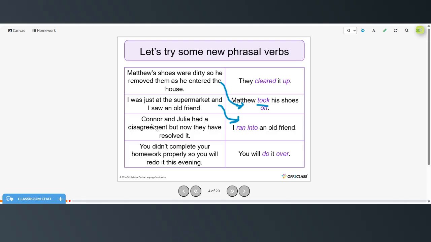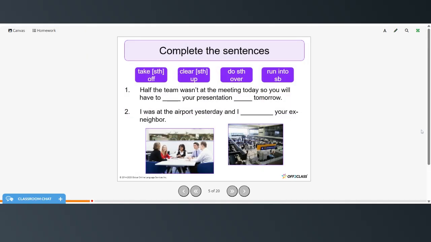Connor and Julia had a disagreement, but now they have resolved it. They cleared it up. And you didn't complete your homework properly, so you have to redo it this evening. You will do it over. Now complete these sentences with forms of these phrasal verbs. You can pause the video, try these on your own, and then restart when you're ready to check your answers.